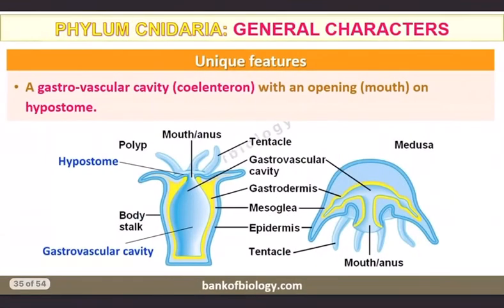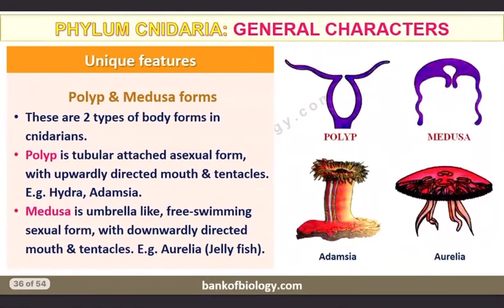So look at that nematocyst, the structure of it, the nidoblast. So you can see the tentacles and the edge of the tentacles. This is how the nidoblasts will be present, and they are for both anchorage, defense as well as to capture the food. So a gastrovascular cavity, coelenteron, that's why the previous name for this is Coelenterata, with an opening mouth on hypostome. You can see the presence of mouth, but unfortunately it is also working as anus. That is the problem with these animals under Cnidaria.